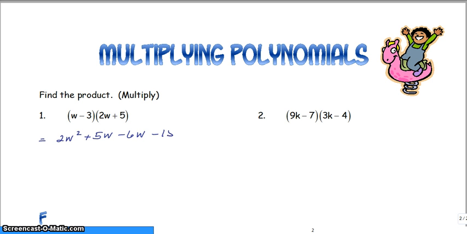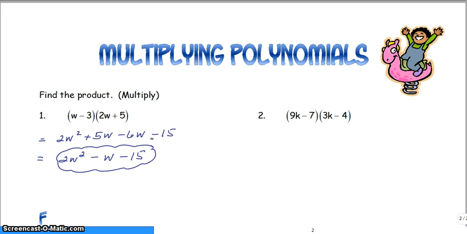Then we'd multiply -3 times 2w, that would be a -6w, and -3 times positive 5 would be a -15. Now when we do this multiplying, we want to then combine like terms if we have any. So we would get 2w squared minus 1w minus 15. And then that's as simple as we can make it, and that's what our answer would be.